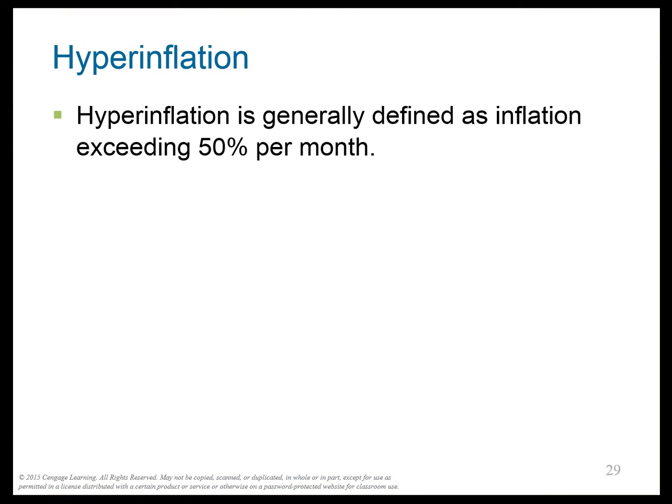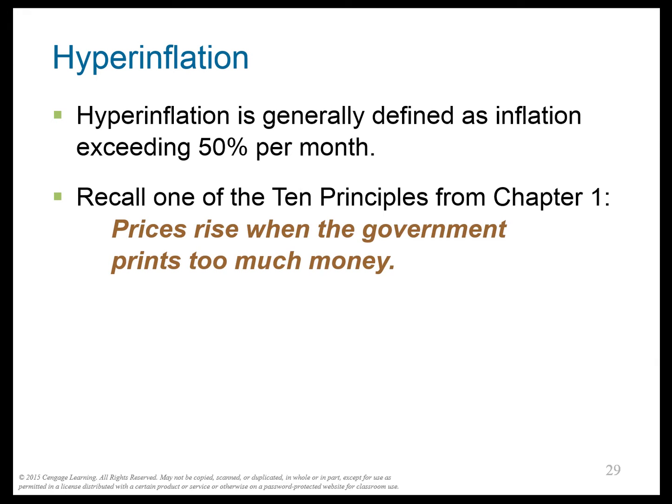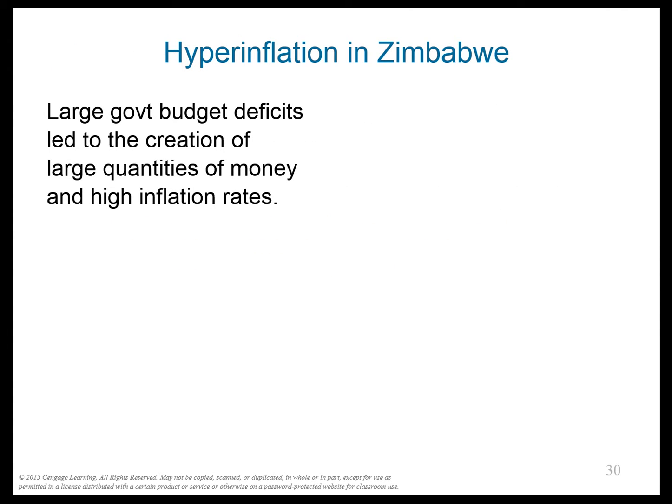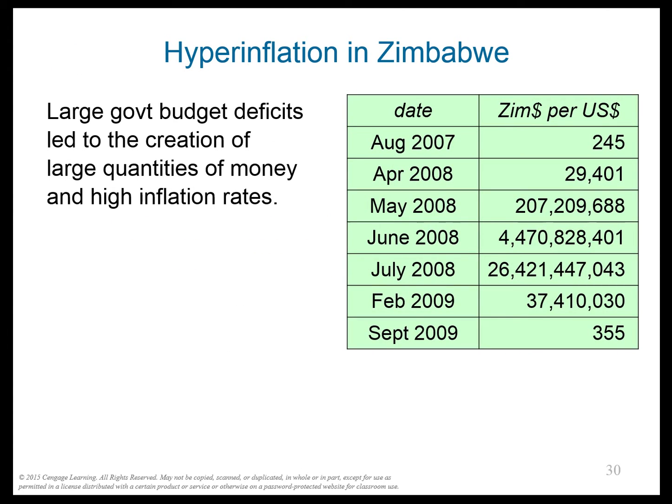Now, when I have inflation more than 50% per month, it's called hyperinflation, and this is always caused by the government printing too much money. All right, so here's an example. In the late 2000s in Zimbabwe, the government presses were turned on, and look at, oh my goodness, how the cost of a dollar increased up to 26,421,000,000 something Zimbabwe dollars, right?